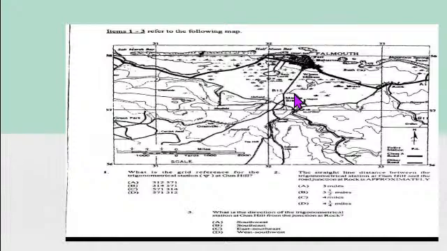Okay. What is the grid reference for the trigonometrical station at Gun Hill? So this is a map of Falmouth. Falmouth is in Trelawney in Jamaica. Where is Gun Hill? I don't see Gun Hill.